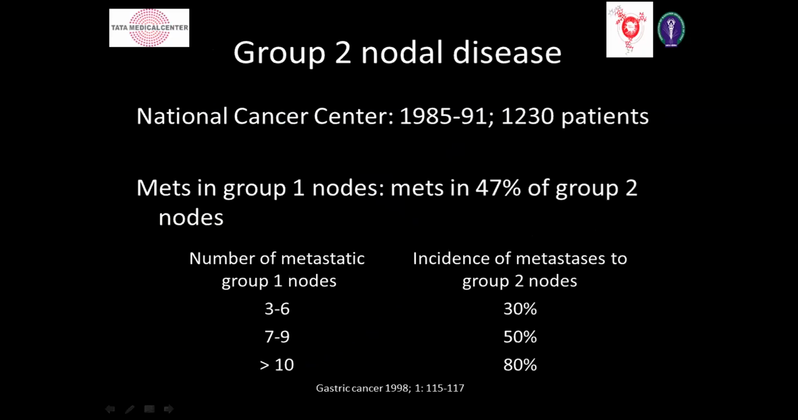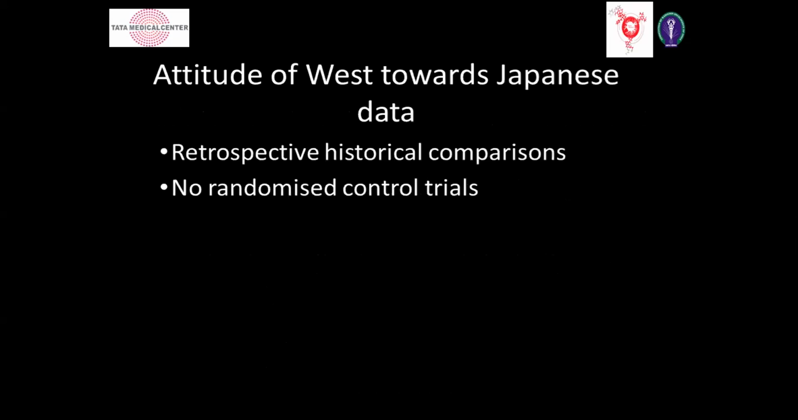If more than 10 nodes are positive in the D1 group, there is an 80% chance they will have harbor metastases in the D2 group. So D2 is the standard of surgery, the standard which has to be maintained while operating on gastric cancer. Now, the problem with Western people is that they are always very critical.